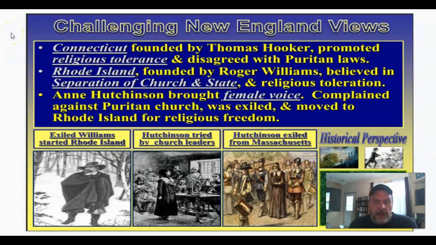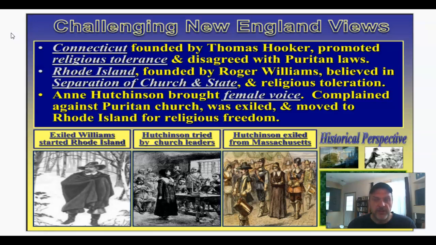Like I said, there were people that did challenge the Puritan way of life, and the Puritans would have nothing of it. One was Thomas Hooker. He promoted religious tolerance. In other words, he would be one of the first guys who said this shouldn't be just for Puritans. He disagreed largely with the Puritan laws. He was essentially banished from the colony, and he went on to found the colony of Connecticut. And that's how the Fundamental Orders of Connecticut were drawn up.